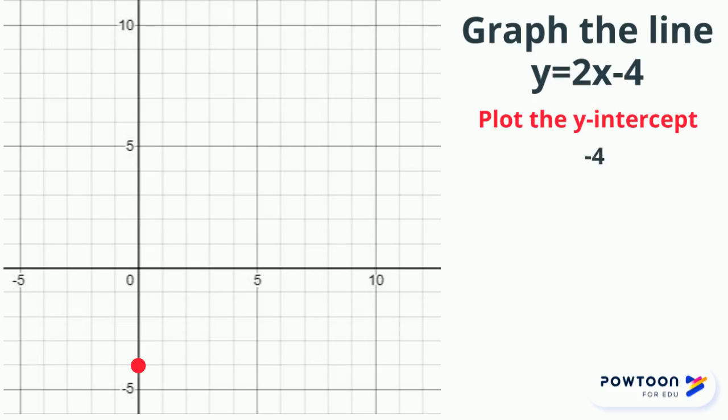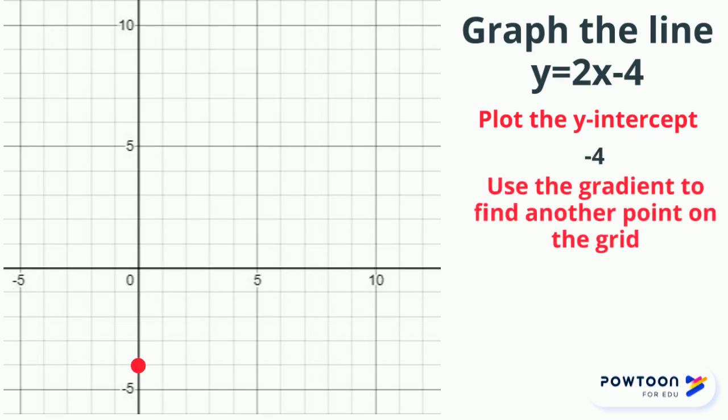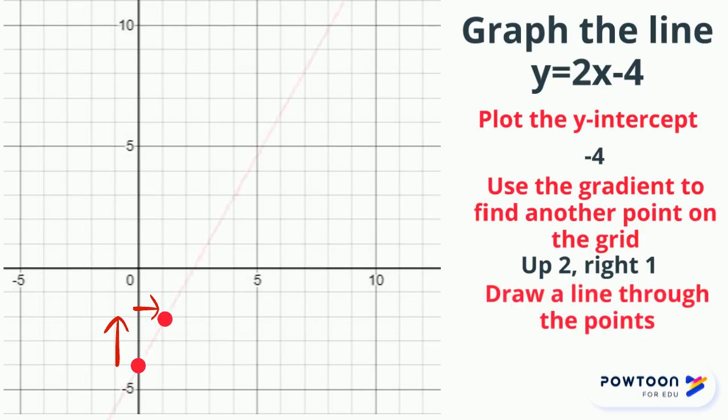Now using our gradient, we want to find another point that would be on the line. So our gradient is the number in front of x, it's 2. So because it's just 2, that's the same thing as saying 2/1. So we're going to go up 2 and then right 1. After that, we've got a second point and we can just draw a line through it. Remember to go all the way to the edge of the grid.